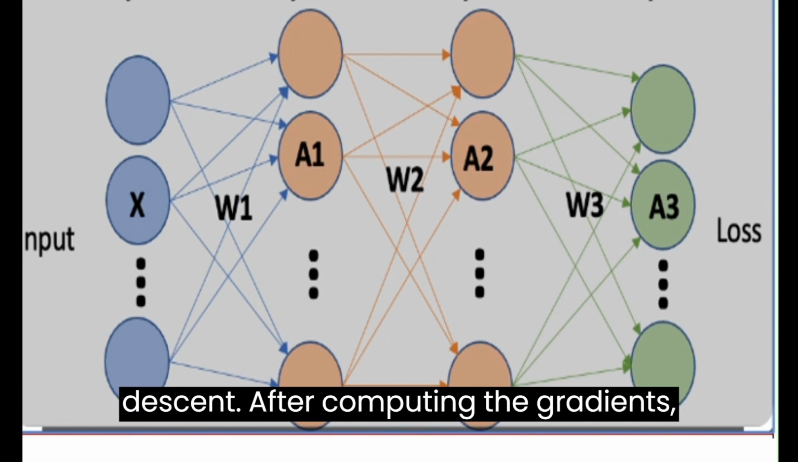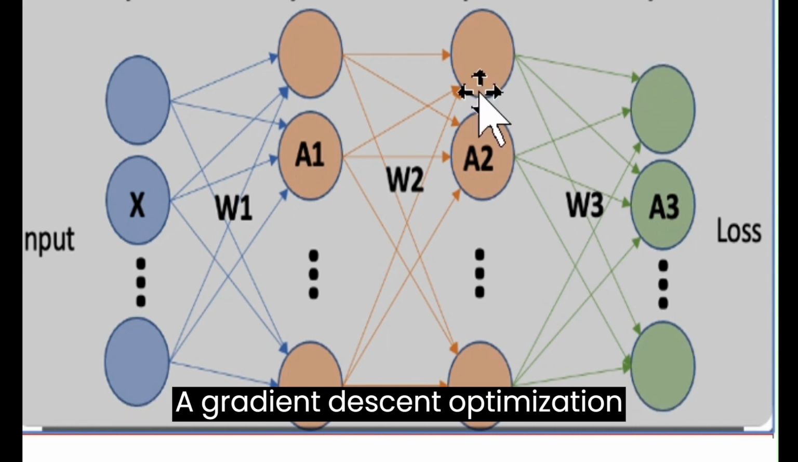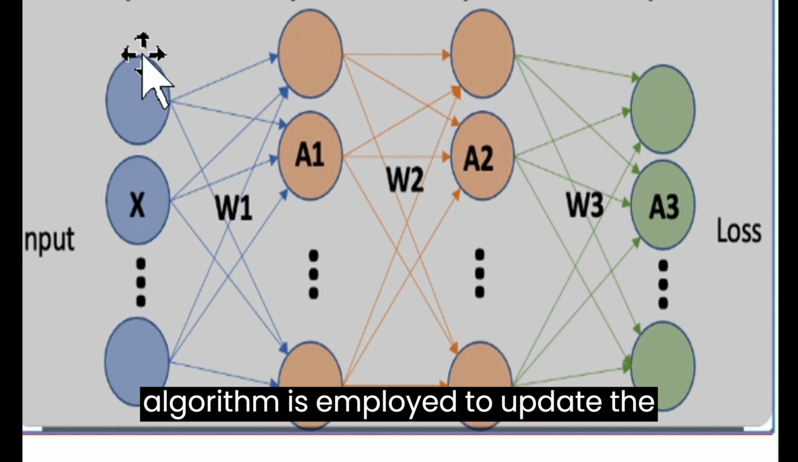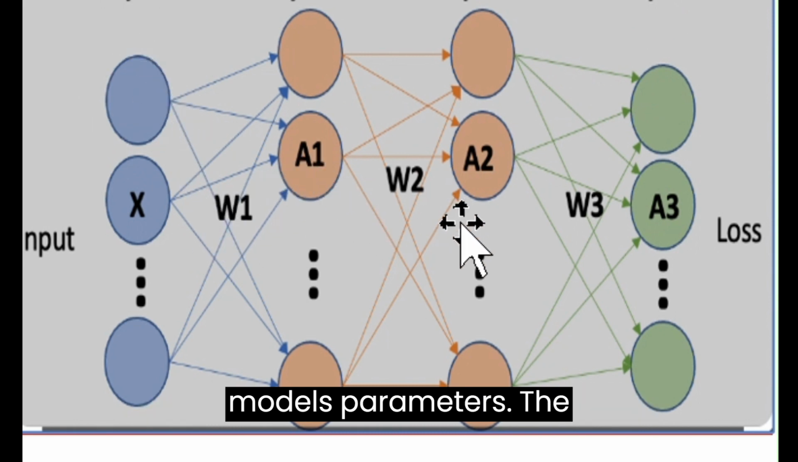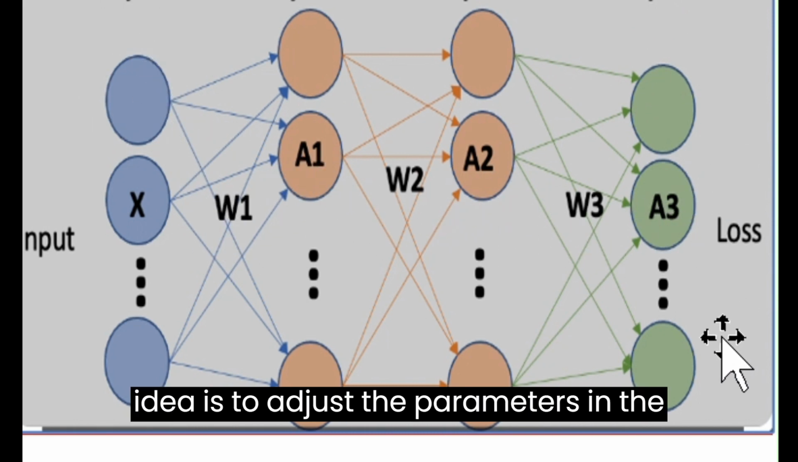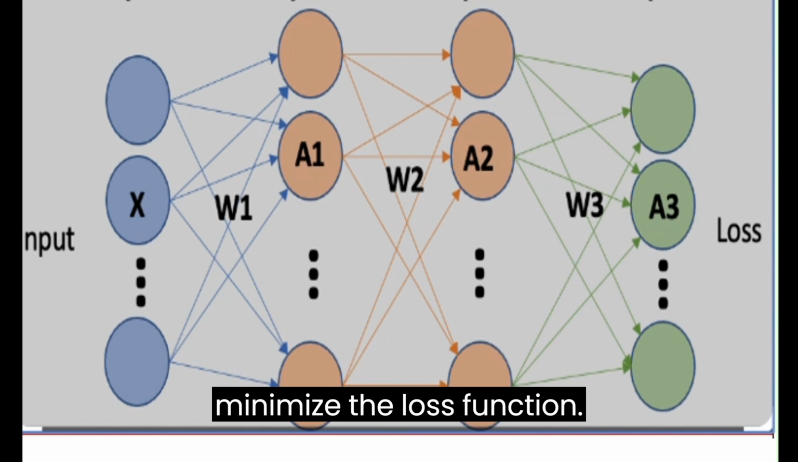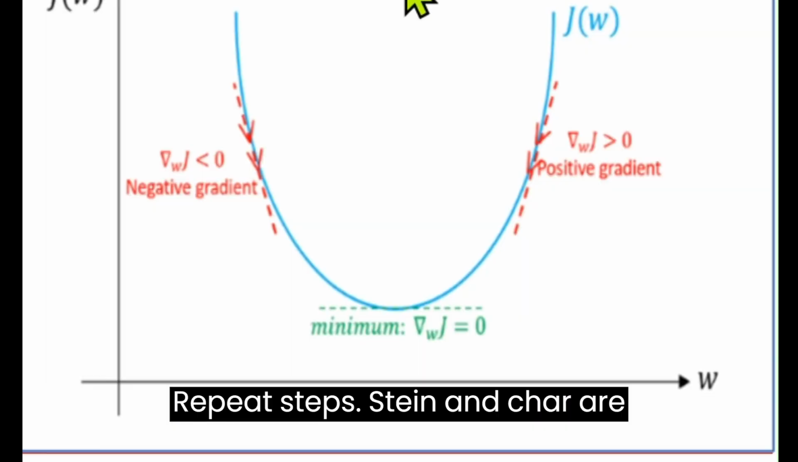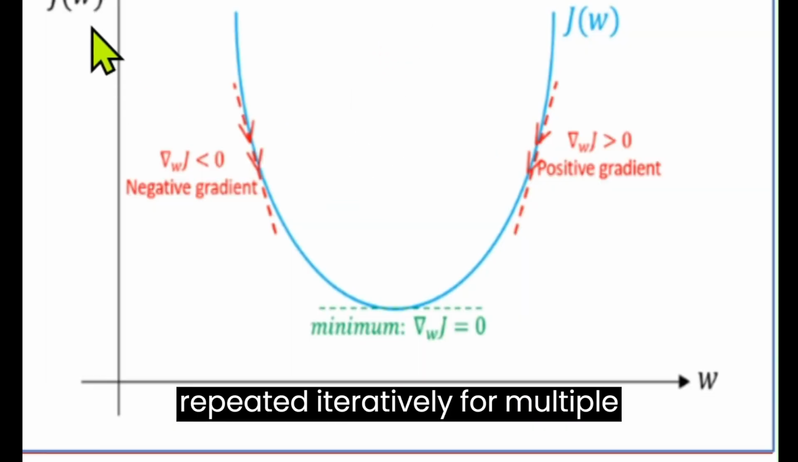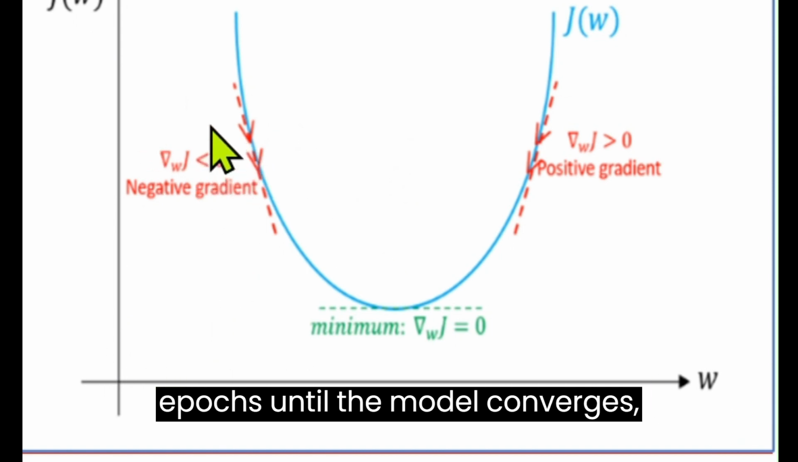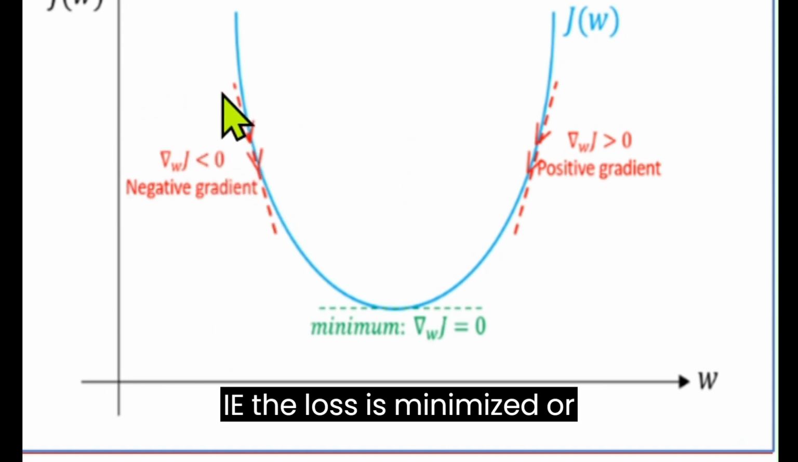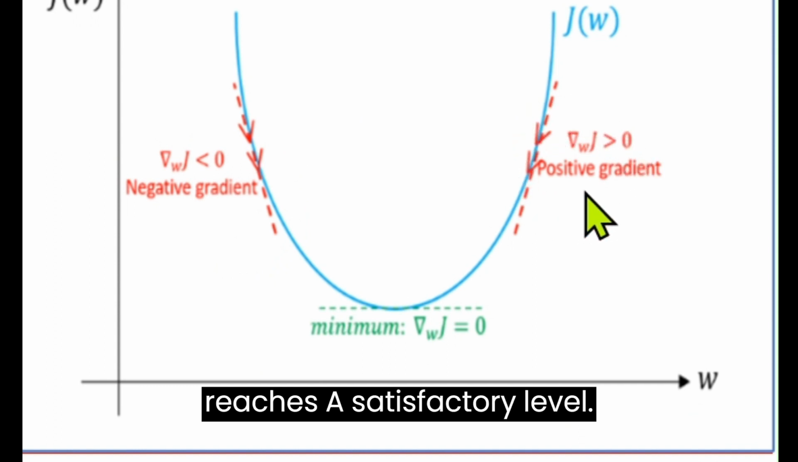Gradient descent. After computing the gradients, a gradient descent optimization algorithm is employed to update the model's parameters. The idea is to adjust the parameters in the opposite direction of the gradient to minimize the loss function. Repeat. Steps 3 and 4 are repeated iteratively for multiple epochs until the model converges, i.e., the loss is minimized or reaches a satisfactory level.